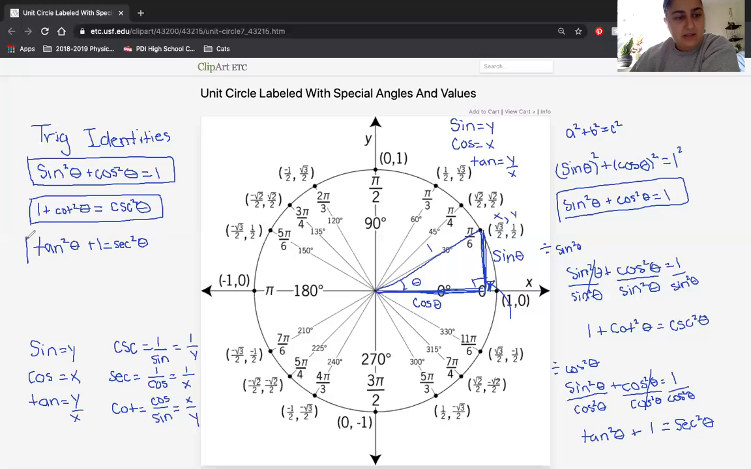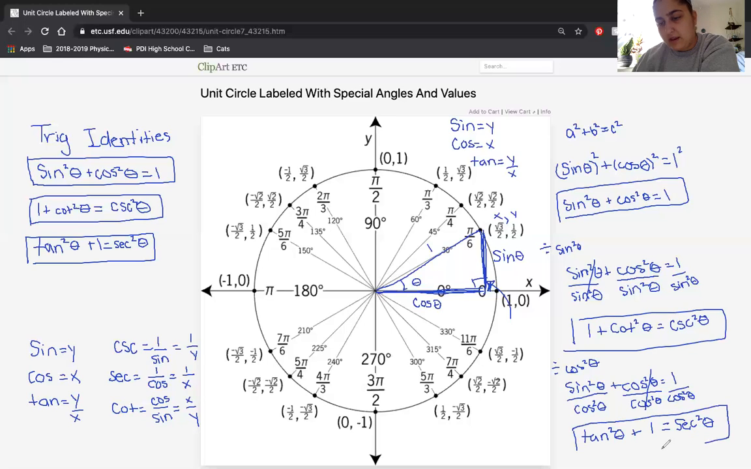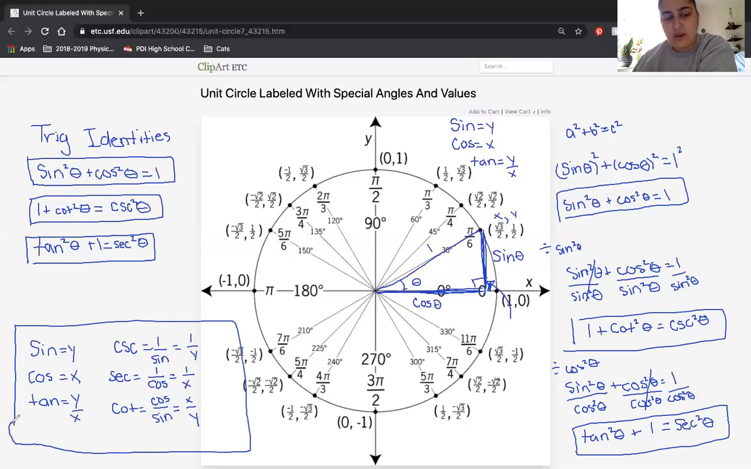Okay, so here are our three trig identities. How we got them is over here. Okay. And then our important 6 trig functions, but we may have only known 3 up until this point, are over here.